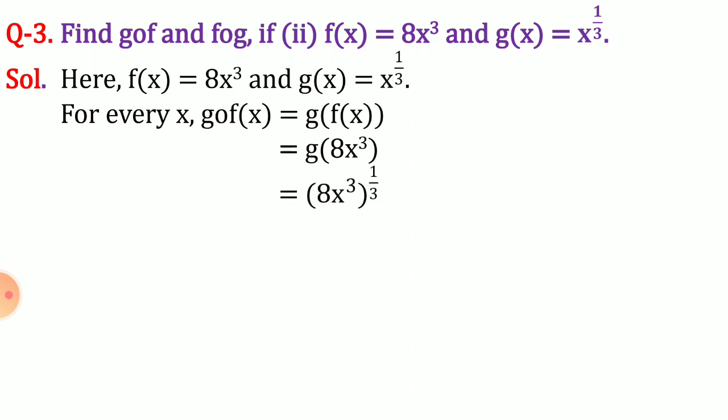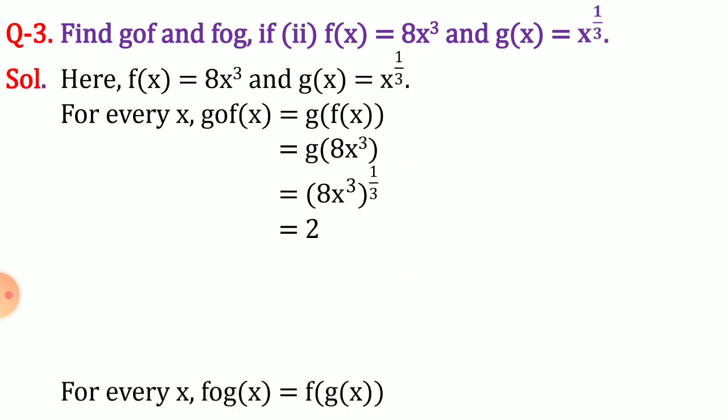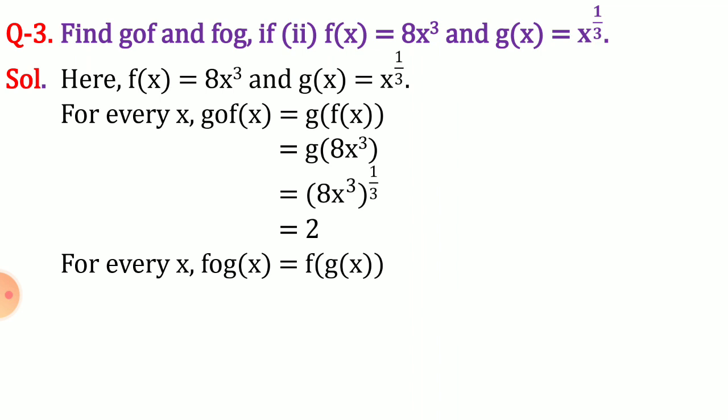Here 8x cubed means 2x whole cubed, raised to 1 by 3. The cube and 1 by 3 cancel out, so we get 2x. So g composition f of x is 2x.